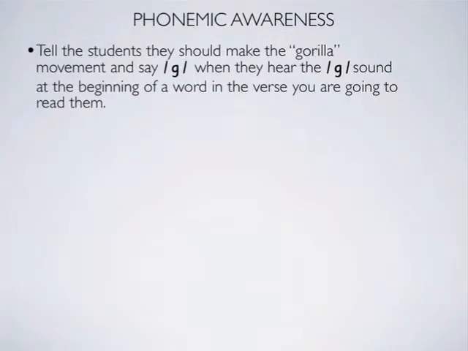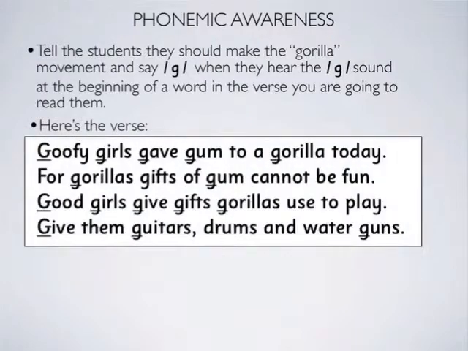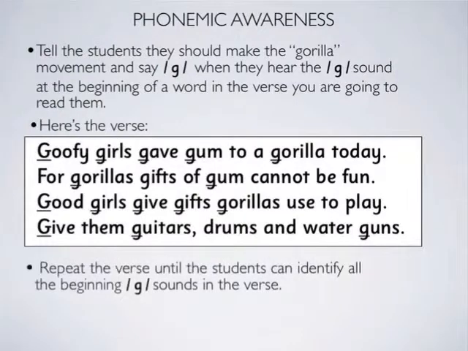Tell the students they should make the gorilla movement when they hear the G sound at the beginning of a word in the verse you are going to read to them. Here's the verse. Goofy girls gave gum to a gorilla today. For gorillas, gifts of gum cannot be fun. Good girls give gifts gorillas use to play. Give them guitars, drums, and water guns. Repeat the verse until the students can identify all the beginning G sounds in the verse.